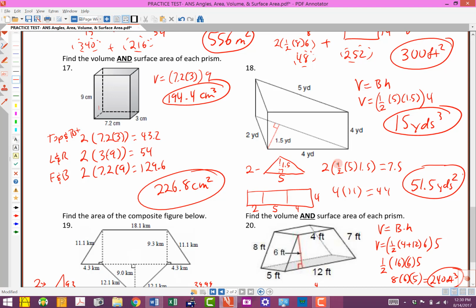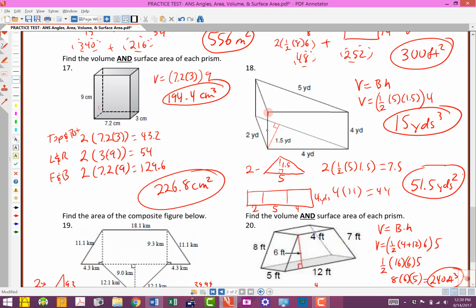So the area is going to be 1/2 that base, which is 5, times the height, which is 1.5. Multiply those together. Remember, we've got 2 of them, so we end up with 7.5 if we throw that into our calculator. And then the sides, every single one of them is 4 tall, 4 yards tall. Okay, and then I've got 2 here, 5 here, and 4 here.